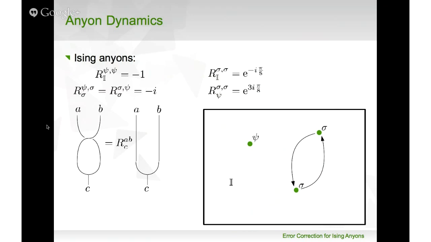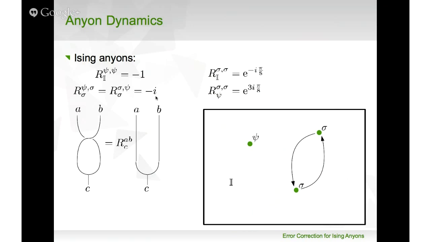So for Ising anions, we have a bunch of these things, and the ones on the left: if I exchange two particles of type psi, well, first of all, there's only one way that two psi particles can fuse. They can only fuse to the vacuum. And if I exchange them, I get a minus one. So psi particles behave, at least with respect to each other, like fermions. Similarly, if I exchange a psi and a sigma such that the fusion product of these two is a sigma, or if I do the opposite process, so depending on which sense I rotate them, I get a minus i.